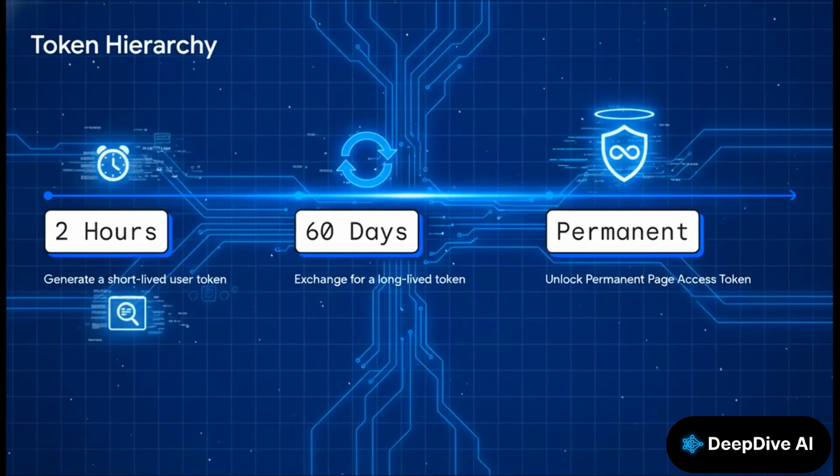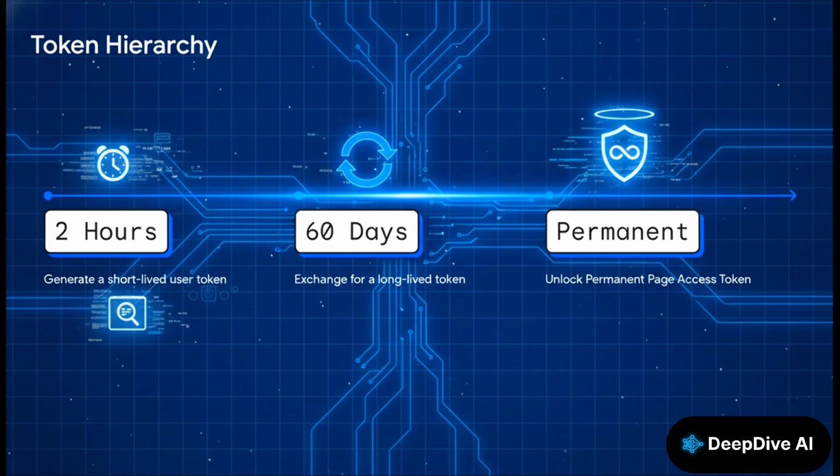Now, what's really interesting about this slide is how Meta handles security clearances. Think of access tokens as your VIP badges. Meta doesn't just hand out permanent keys to anyone. You have to earn them through a very specific hierarchy. You start over in the Graph API Explorer. Here you generate a short-lived user token. This thing only lasts 2 hours, and you've got to make sure you granted permissions like the ability to manage pages and posts.